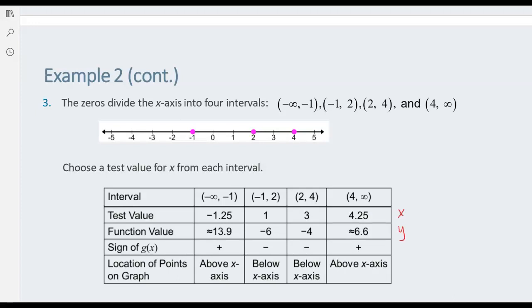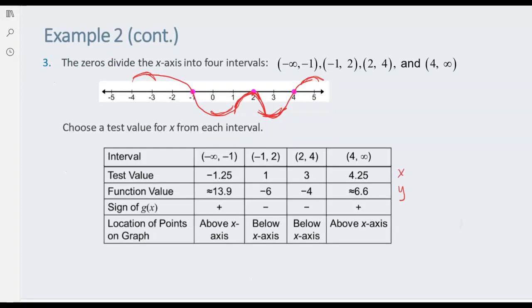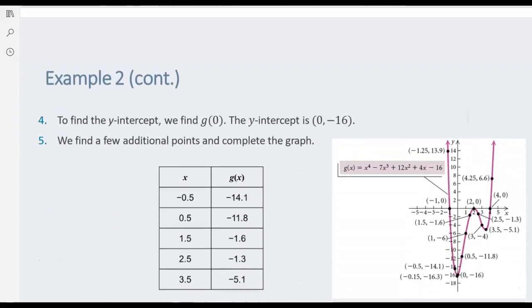So for this first section, we're going to be above the x-axis because we're getting a positive value. Then we're below the x-axis, and then we're below the x-axis again, and then we're above. That tells me that right here at this 0, the graph is going to sit on the x-axis and not go through the x-axis because both sides of the graph on the left and right are both below the x-axis. So let's look at what the graph looks like.